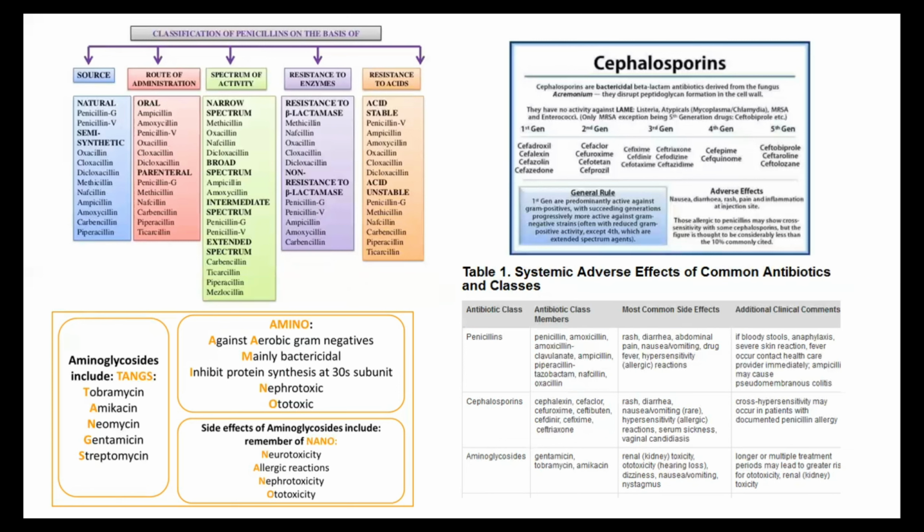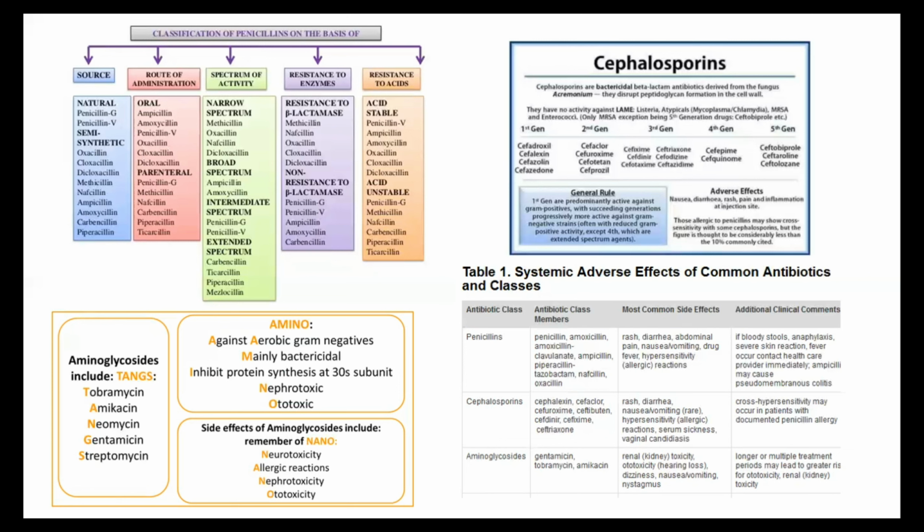General rule: first generation are predominantly active against gram-positive, with succeeding generations progressively more active against gram-negative strains, often with reduced gram-positive activity, except fourth generation, which are extended spectrum agents. Adverse effects of the cephalosporins are nausea, rash, diarrhea, and inflammation at the injection site. Those allergic to penicillin may show cross sensitivity with some cephalosporins, but the figure is thought to be less than 10%, commonly cited.